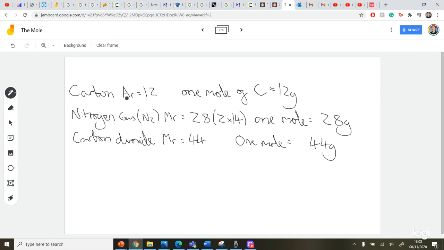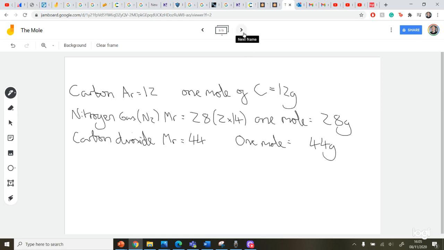Here are some examples. Carbon has an atomic mass of 12, so 1 mole of carbon weighs exactly 12 grams. Nitrogen has a molecular mass of 28, 2 nitrogen atoms that both weigh 14, so 1 mole of nitrogen gas weighs exactly 28 grams. Carbon dioxide has an MR of 44, so 1 mole of carbon dioxide weighs exactly 44 grams.